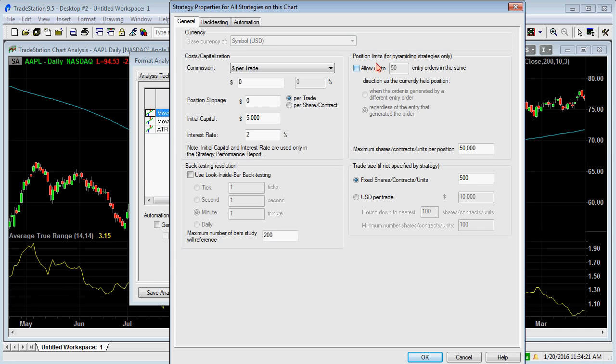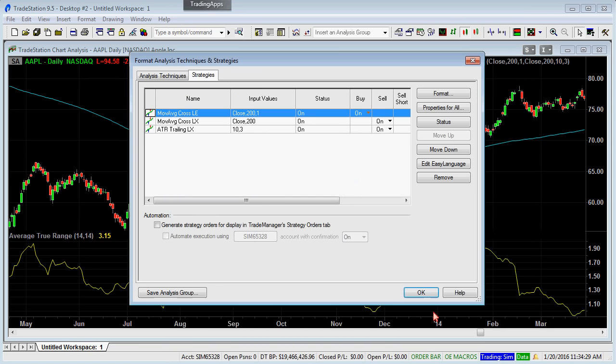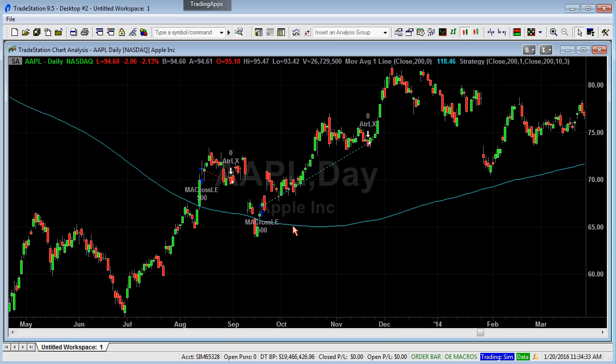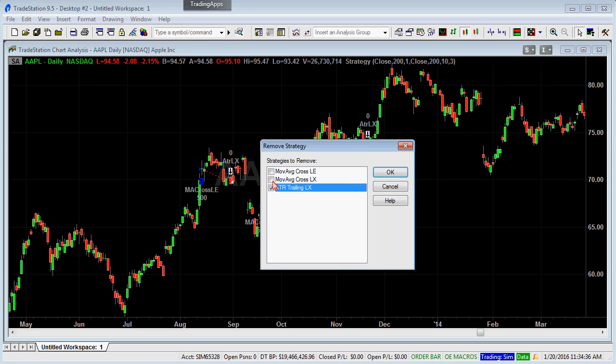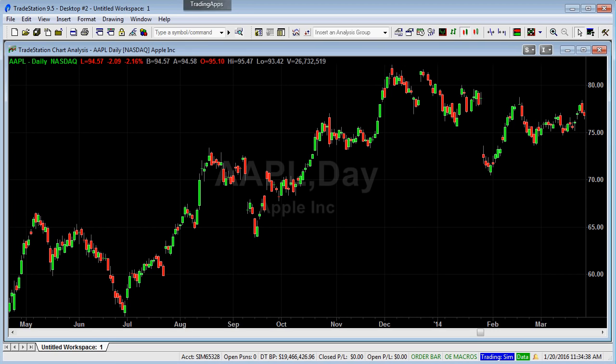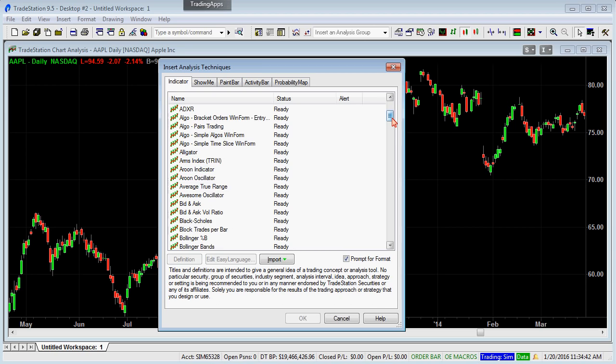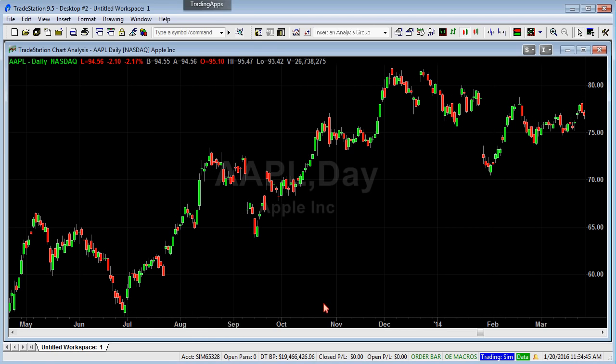Here on the top right, we have something called position limits. This is for pyramiding, and let me explain what this does. Let me go ahead and cancel out of this first and click OK here. Let me remove some of the indicators, remove the strategy, and let's insert something like the Bollinger Band. Insert indicator, and this is Bollinger Band right here.